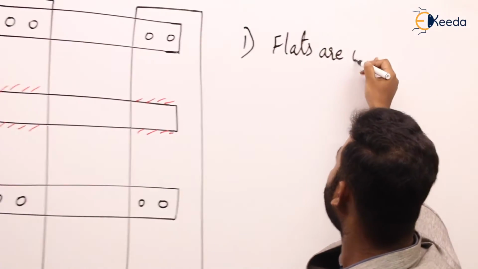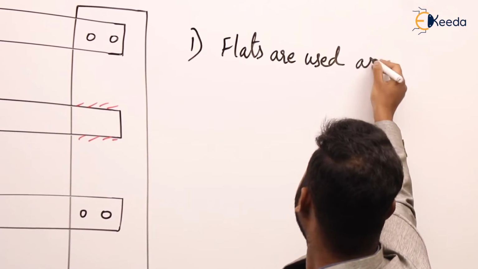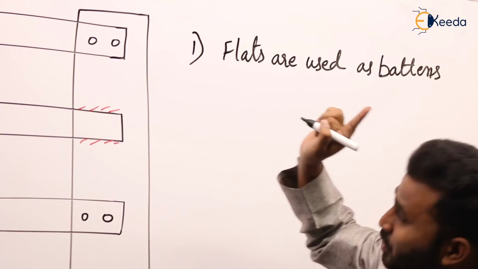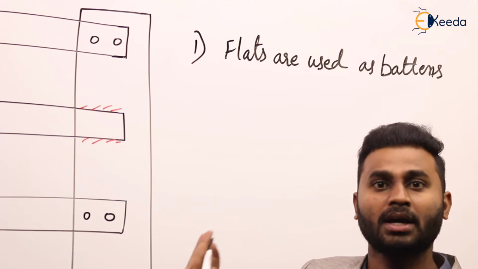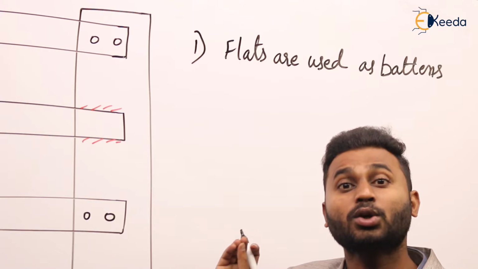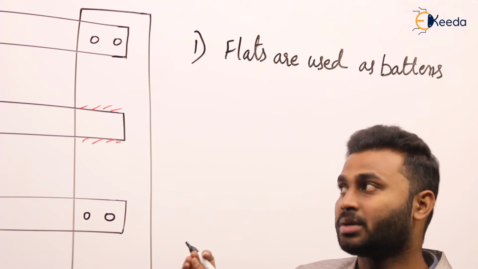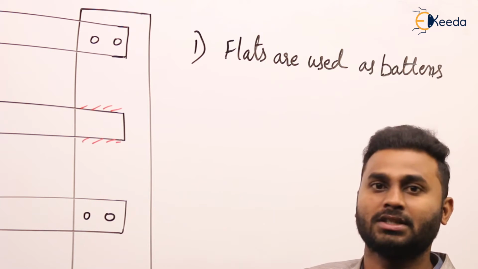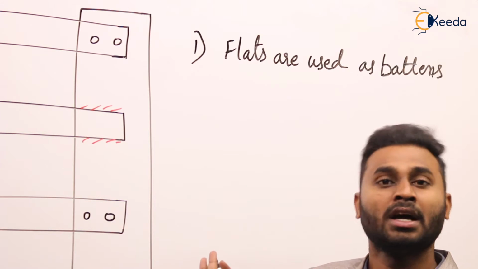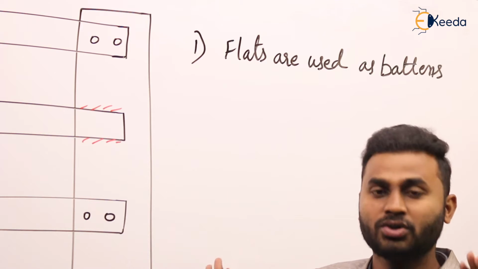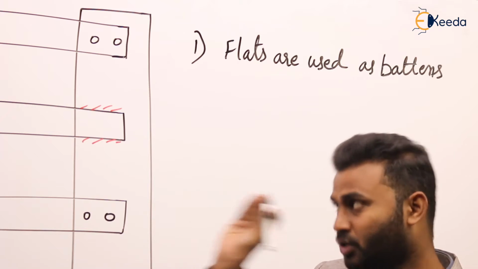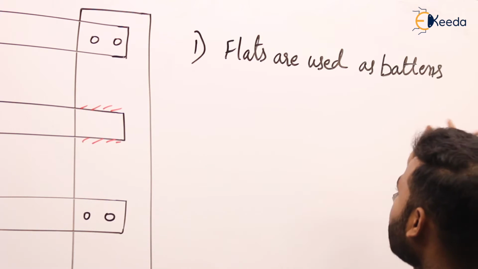flats are used as battens. So always we use flats for battening. If we want to connect two column components by using batten, then obviously we prefer flats. But coming to the lacing, we may use flats, angles, channels or tubular sections. But usually we prefer flats for lacing. But for batten, no doubt, for sure we have to use flats. Okay, so flats are used as battens.